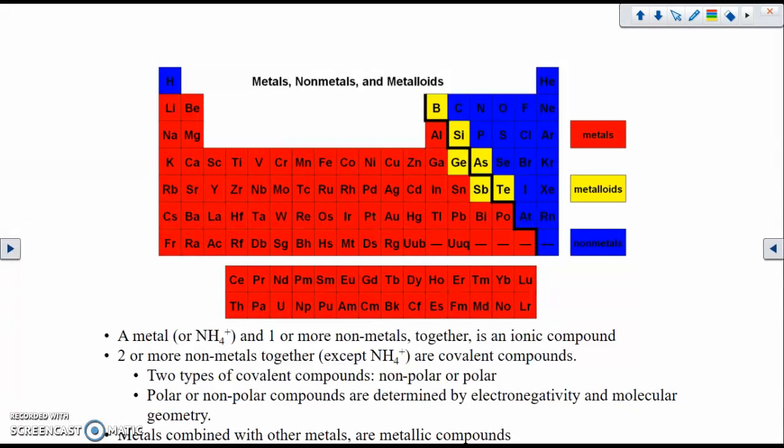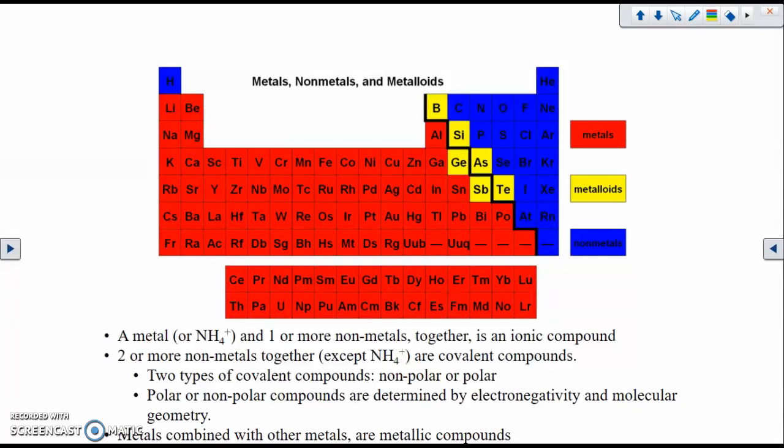So it shows you the metals and nonmetals. And the three types of compounds, metallic, covalent, and ionic compounds, are based upon what type of elements actually join together. So in this case, if you have a metal and a nonmetal, that will be an ionic compound. If you have two nonmetals, and remember again, hydrogen is a nonmetal, you actually get a covalent compound. And then if you have two or more metals, that would be a metallic compound.